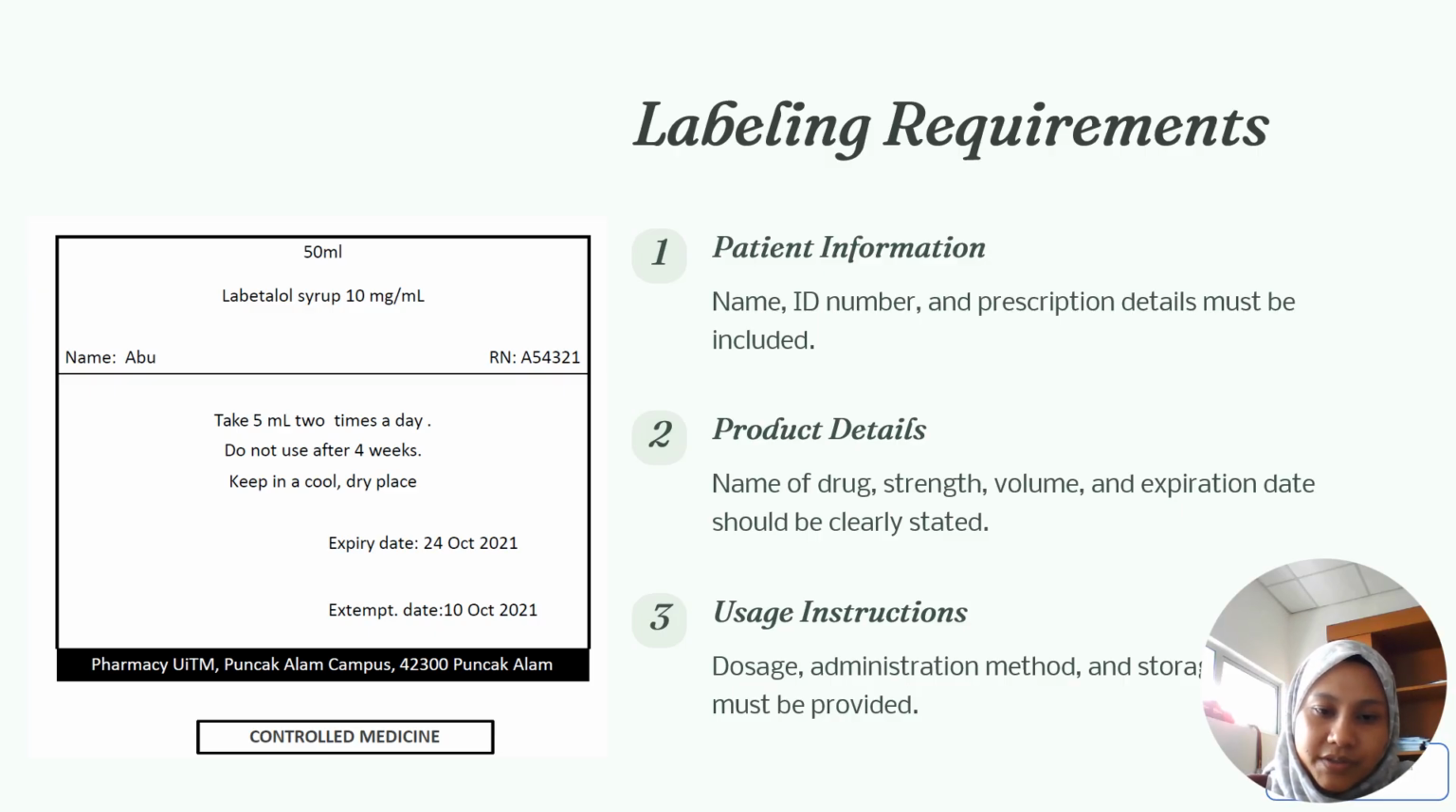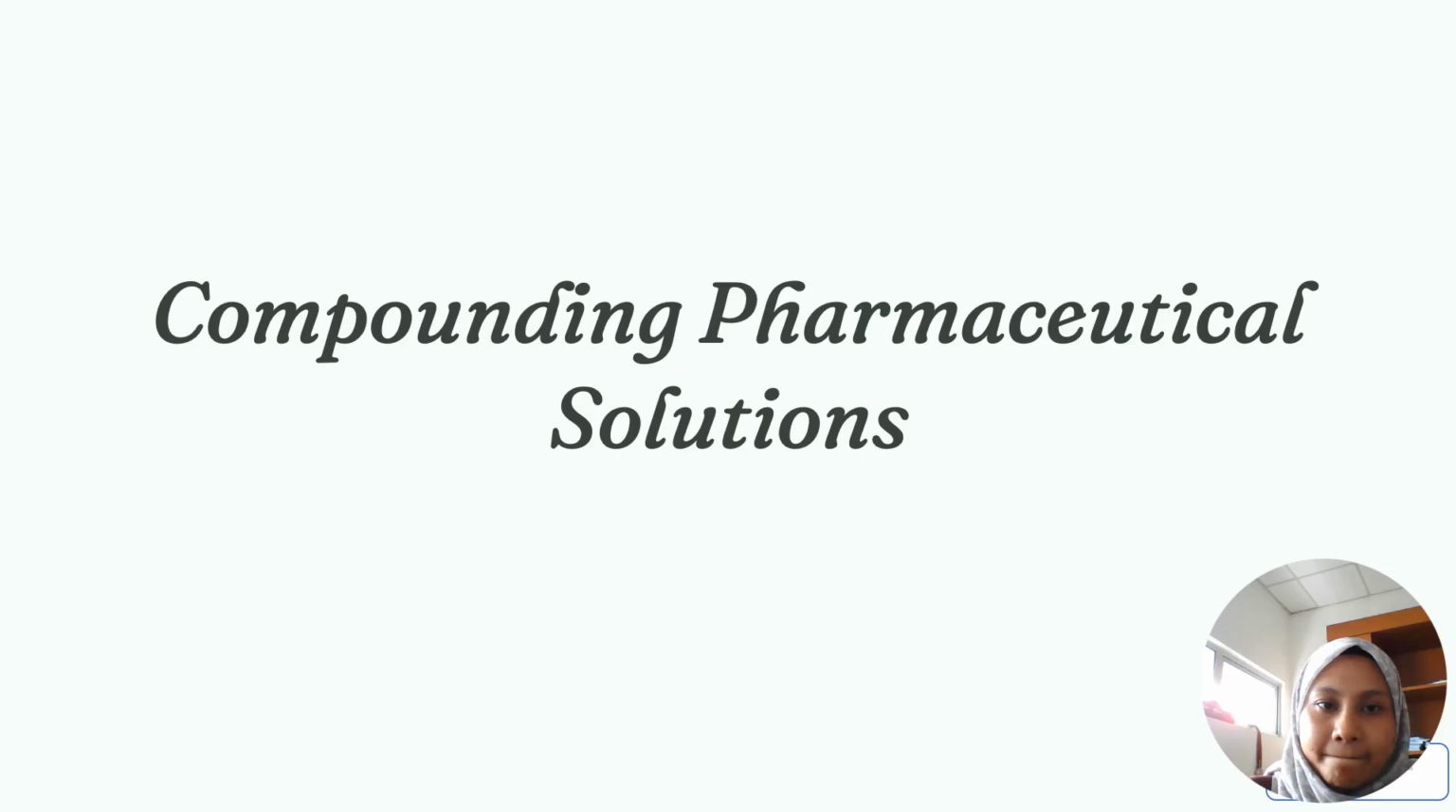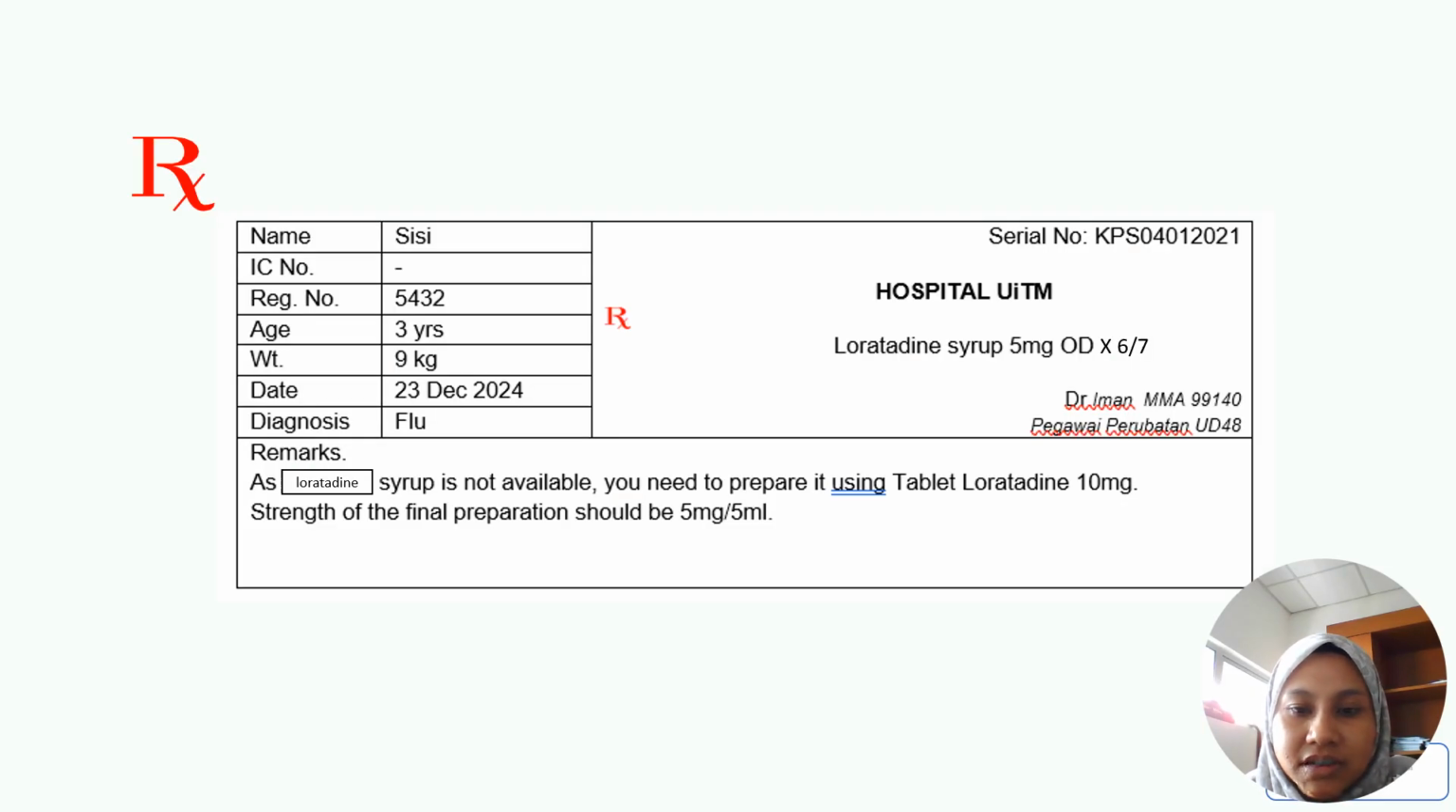Expiry date is also very important, and also when you did the compounding, right? Normally it is 14 days. Sorry, it is 4 weeks, but it can be lesser than that if you add preservatives. Okay, so this is the process of compounding a pharmaceutical solution.